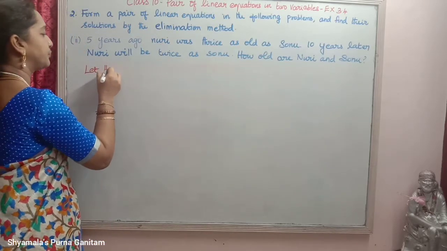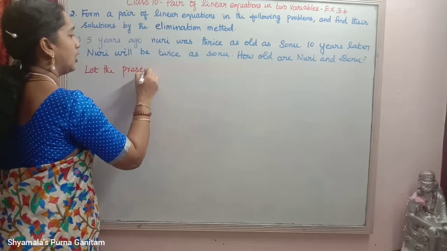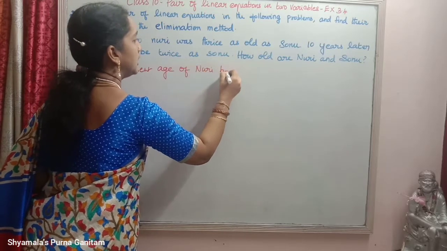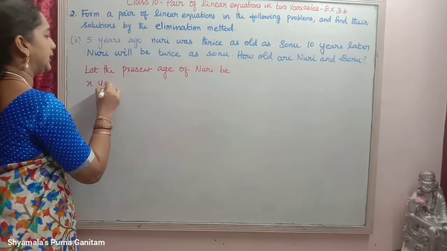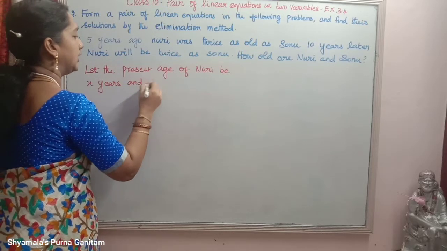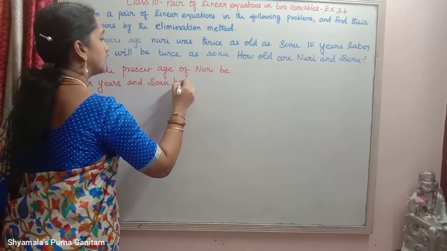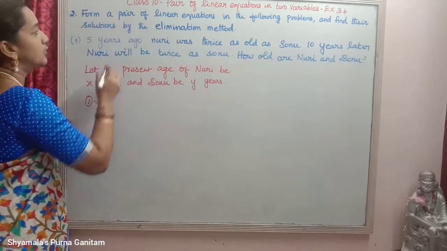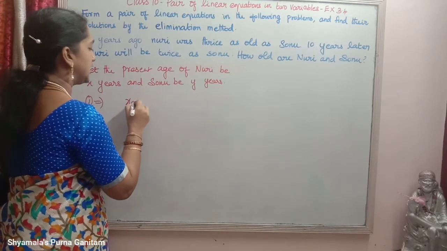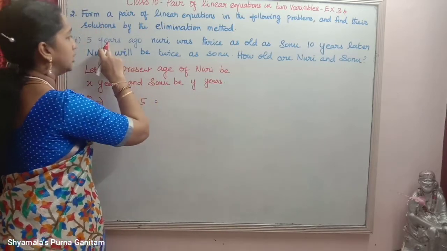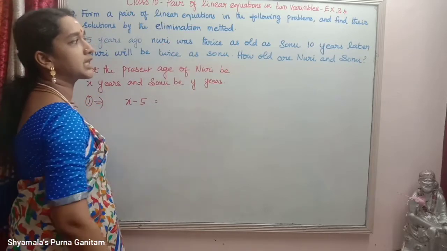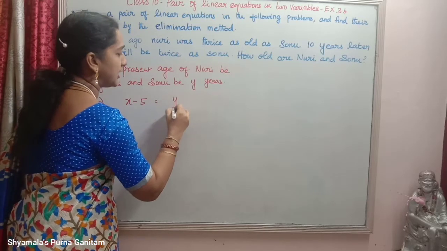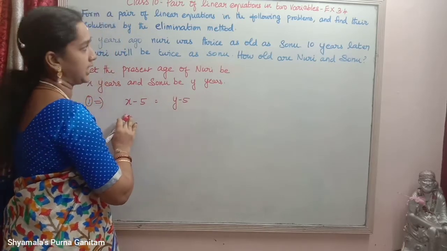So let the present age of Nuri be x years and Sonu be y years. Okay, so what is the first condition given? 5 years ago. So x minus 5 and y minus 5. This is 5 years ago.